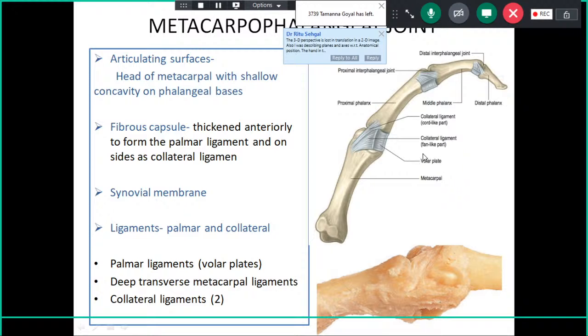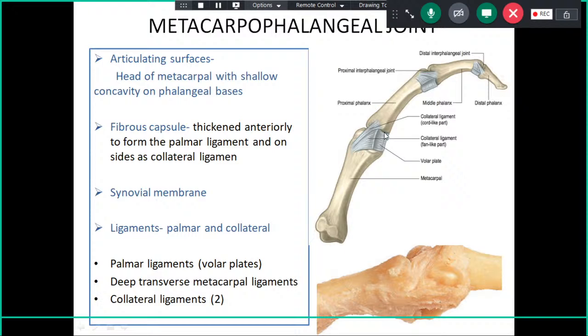This term will be used again, the volar plate, and this collateral ligament has basically two parts. It has a cord-like part which from the metacarpal goes up till the base of the phalanx, and it also has a fan-like part. And you already know that we have the deep transverse metacarpal ligaments also. Appreciate this, this is the head of the metacarpal, and this is the base of the phalanx. This is the collateral ligament shown here.